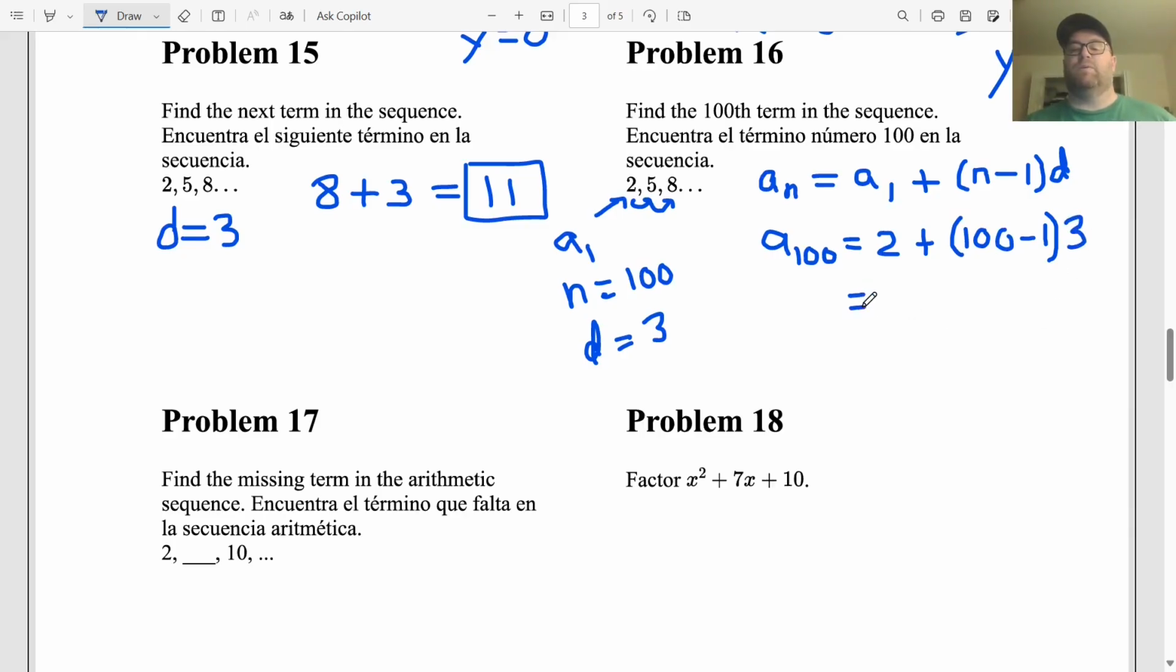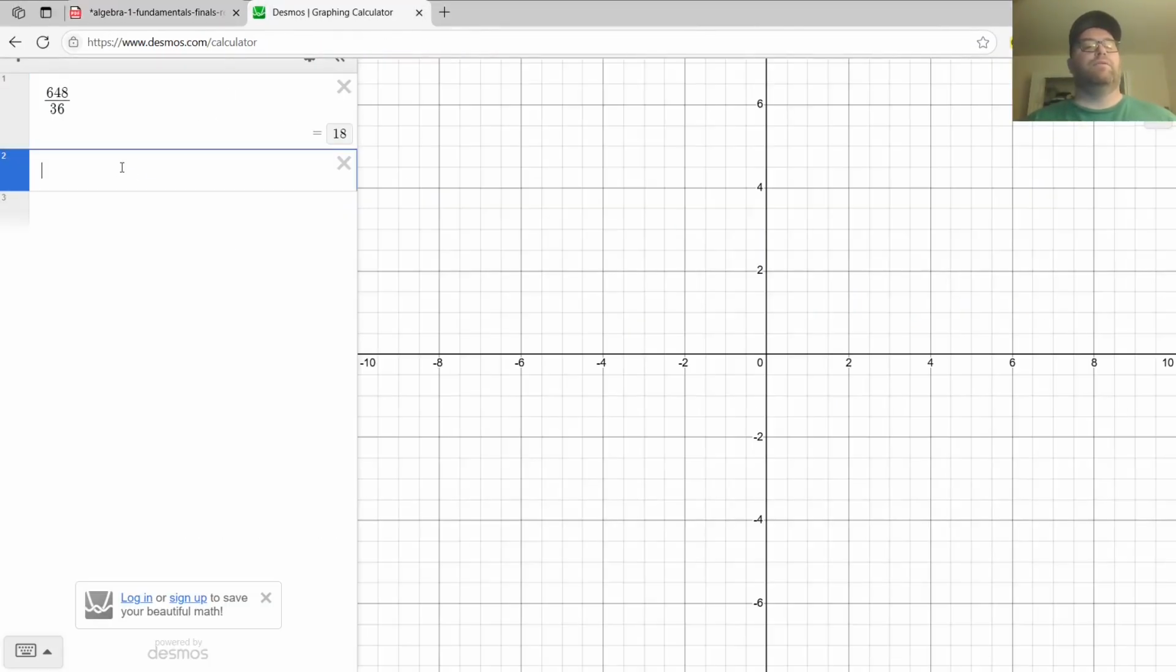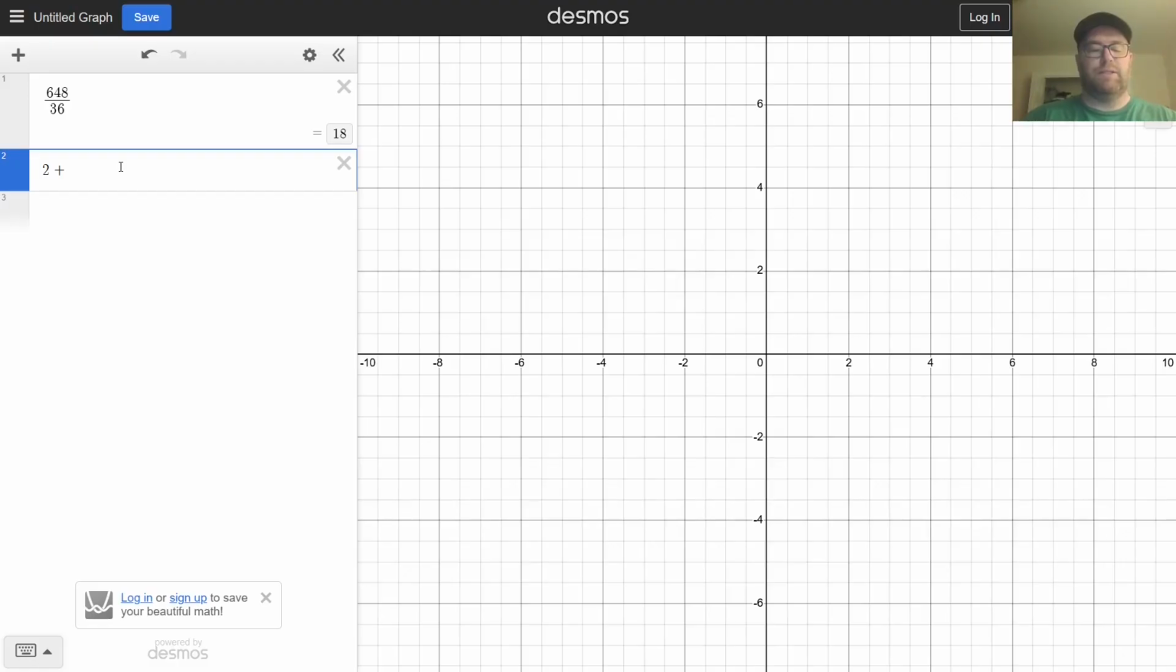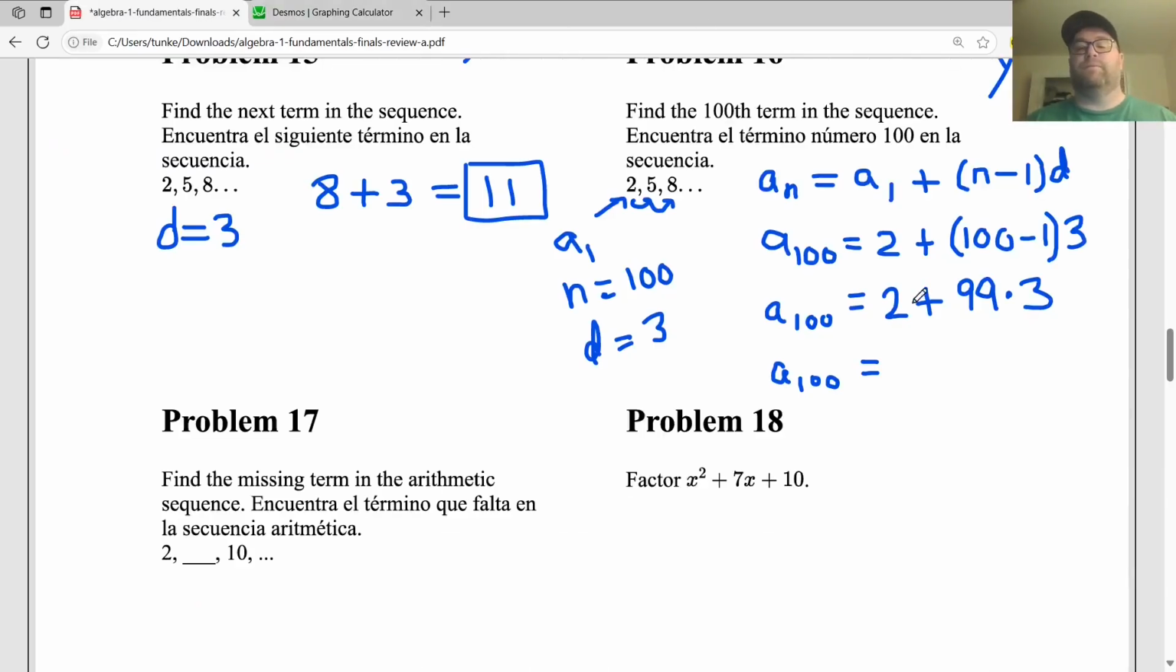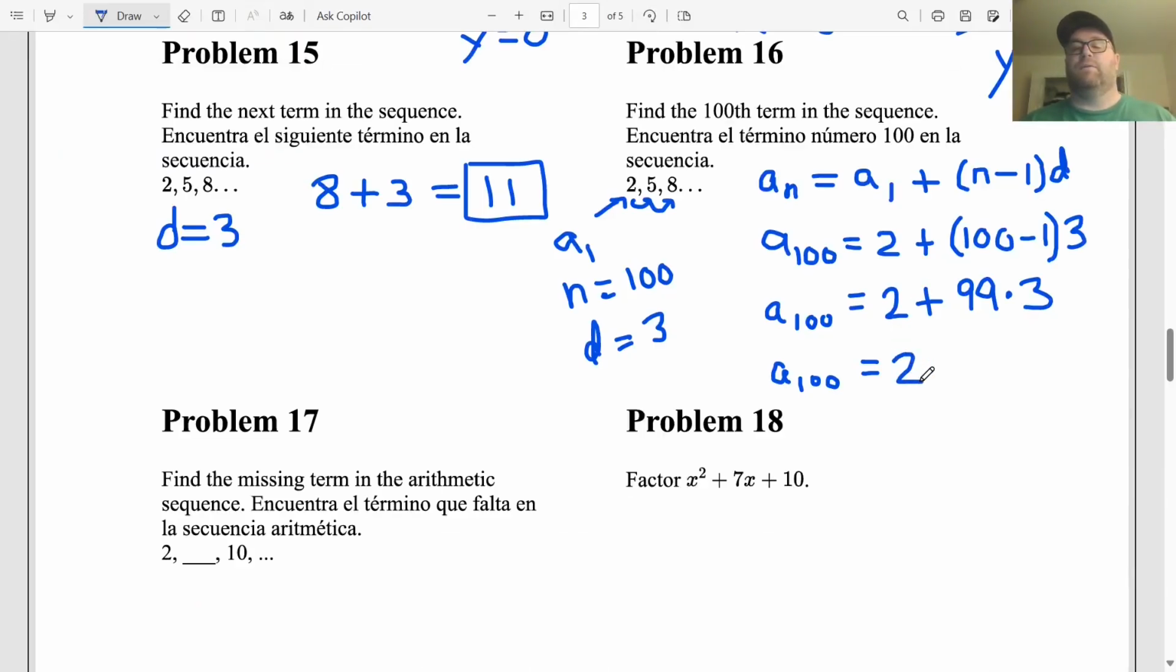Okay, so this is going to equal 2 plus 99, 100 minus 1, times 3. All right, so this is the 100th term. So a sub 100. And we're going to figure that out on Desmos. So we're going to do 2 plus 99 times 3, and we get 299. So the 100th term is equal to 299.